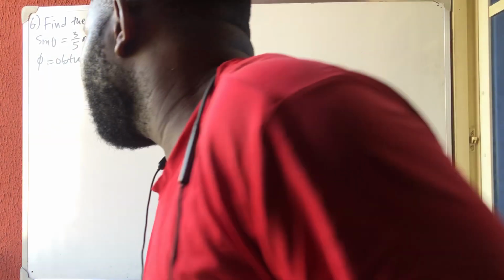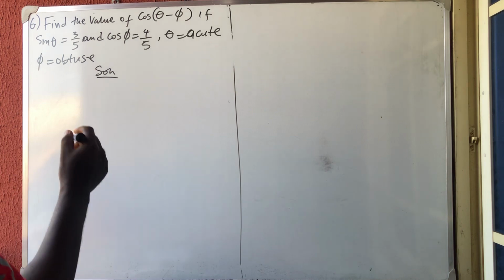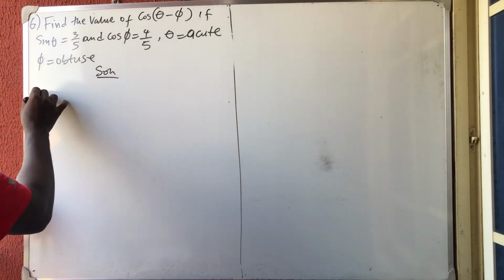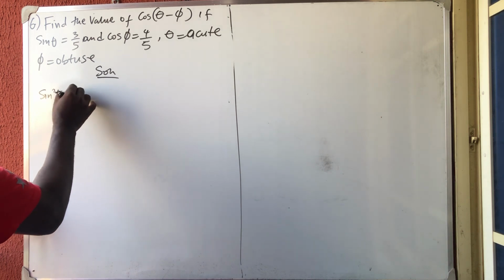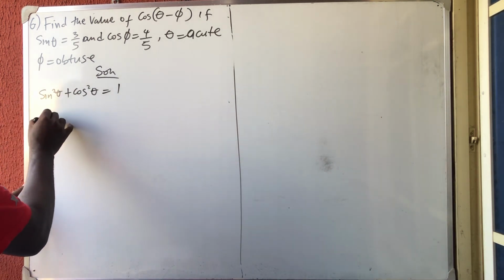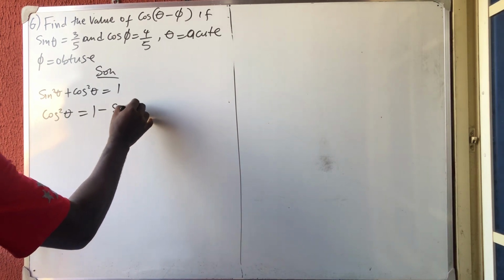Okay, let's solve this simple question. They said find the value of cos(theta minus alpha) if this is given and this is given. As simple as that. We know that sine squared theta plus cos squared theta is equal to 1. Which means that to find cos squared theta is going to be 1 minus sine squared theta.